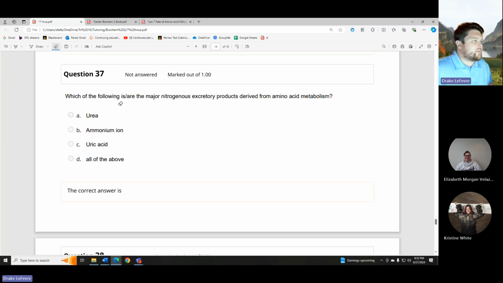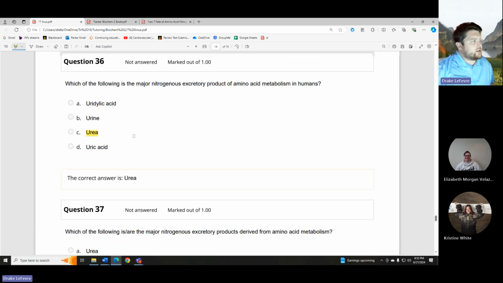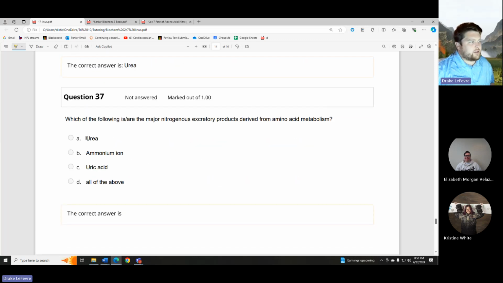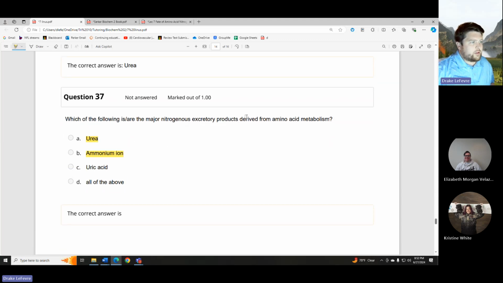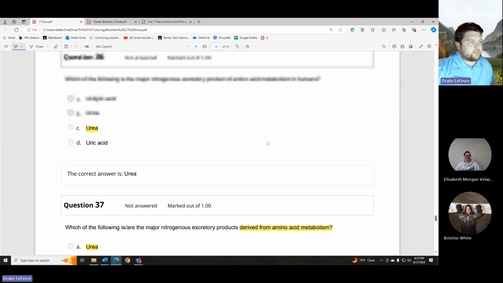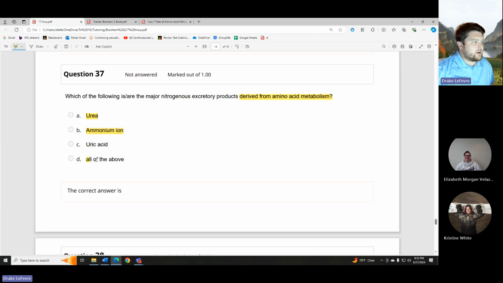Which of the following is/are the major nitrogenous excretory products derived from amino acid metabolism? Isn't that basically just the same question? Very similar, just a couple different answer choices. Urea and the ammonium ion, aka the ammonia, are both derived from amino acid metabolism. So technically the correct answer is all of the above on this one.